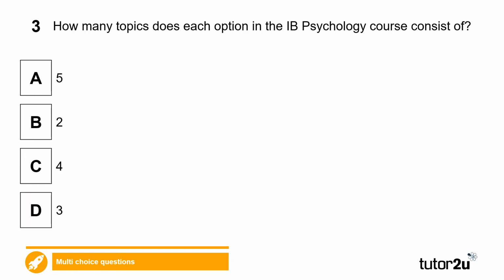How many topics does each option in the IB Psychology course consist of? A. 5, B. 2, C. 4, or D. 3? Each option consists of 3 topics, and each topic consists of several content points.